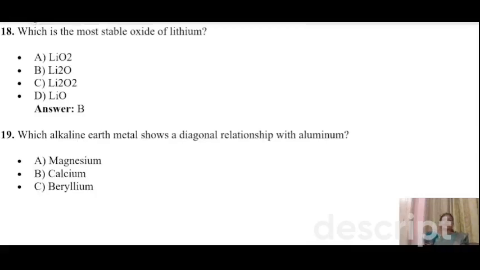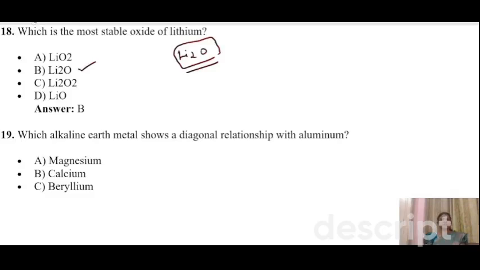Which is the most stable oxide of lithium? Lithium usually forms lithium oxide, Li2O. Sodium forms peroxide, and metals like potassium, rubidium, and cesium form superoxide. Therefore, the stable oxide of lithium is this. Therefore, the answer is B.